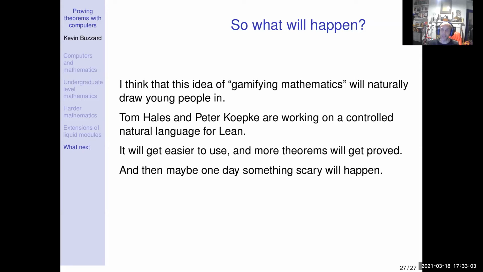And at some point, I firmly believe that something really scary will happen. Maybe a computer will say, I proved the Riemann hypothesis. The proof is 2 billion lines of gobbledygook. I can give you no insight as to why it's true. So I don't know when the scary thing will happen, but I'm hoping that I'll be alive when it happens.